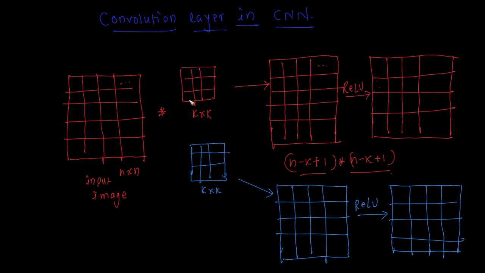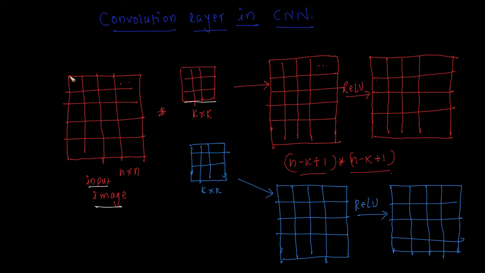So what happens in a convolution layer? We have an input image. For simplicity, we are considering a 2D image here, represented by a 2D matrix. We apply this convolutional kernel, or filter, on this image.